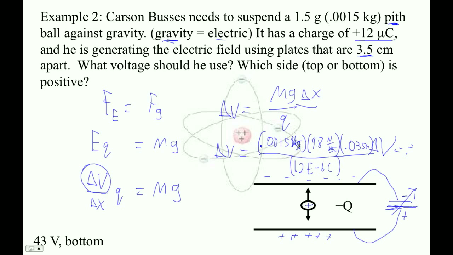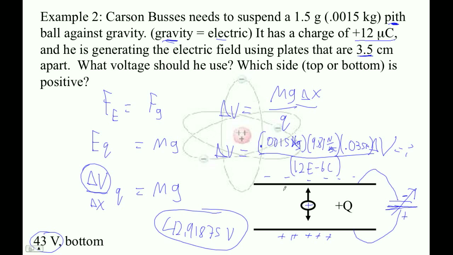0.0015 times 9.81. Oh, that's supposed to be a 1 there. 9.81 times 0.035 divided by 12E minus 6. That gives 42.91875, or 43 volts if you only have two sig figs.